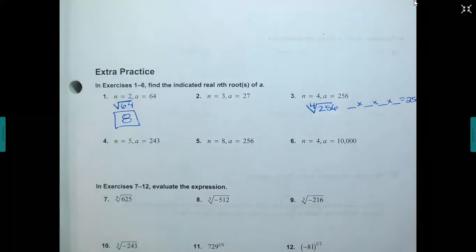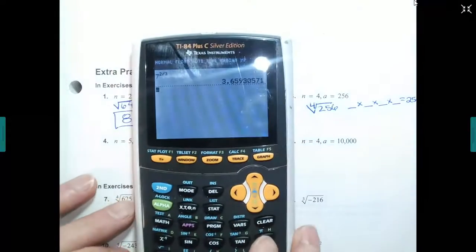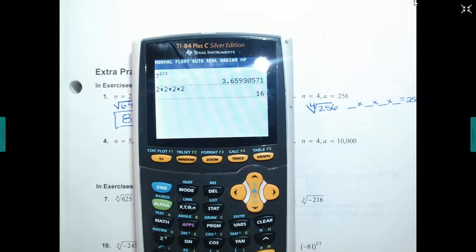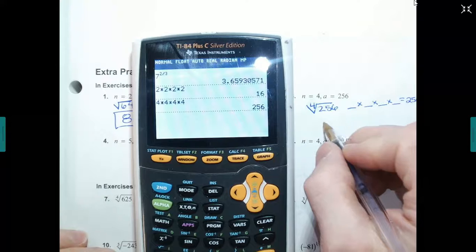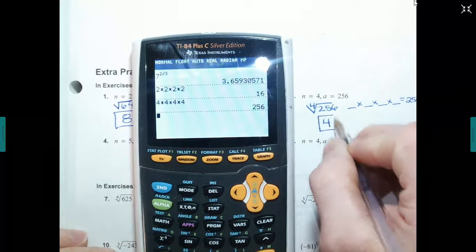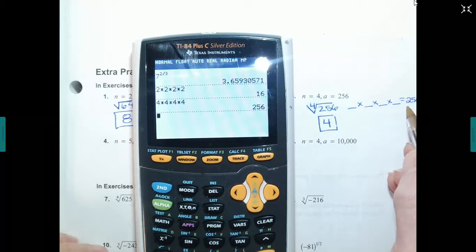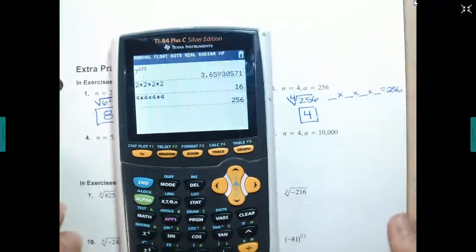Well, let's start out small. 2 times 2 times 2 times 2. That's 16. So it's an even number, so how about 4? 4 times 4 times 4 times 4, 256. There it is. So the number that I multiply 4 times to get 256 is 4.